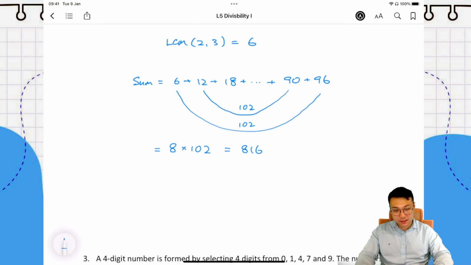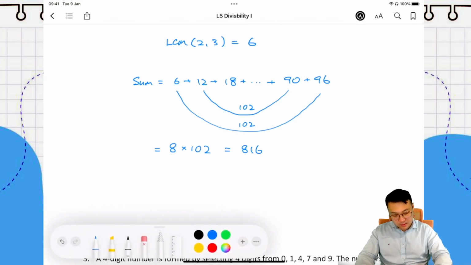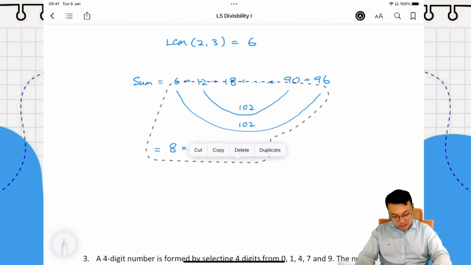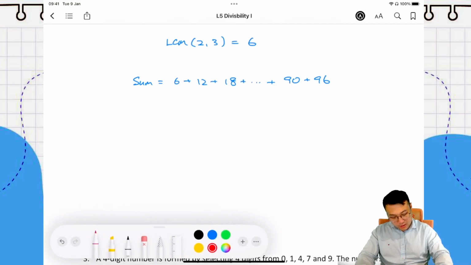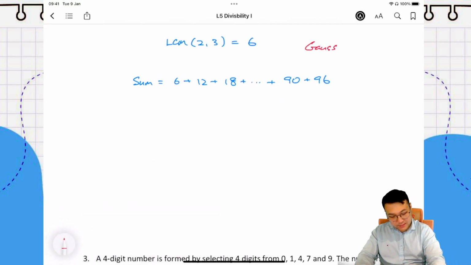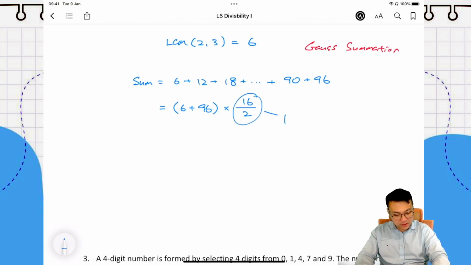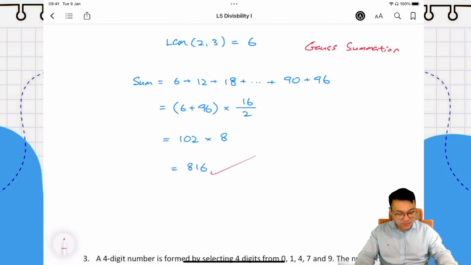But actually, there's another method which I find very useful as well. It's called Gauss summation. So let's delete this. We're going to try to use Gauss summation, which is very similar to the rainbow method. You just take the first number plus the last number, multiply by how many numbers there are, 16, then divide by 2. Actually, this is just trying to find the number of pairs. So in the end, you still get 102 and you have 8 pairs of them. You still get the same answer. It's just a different method.